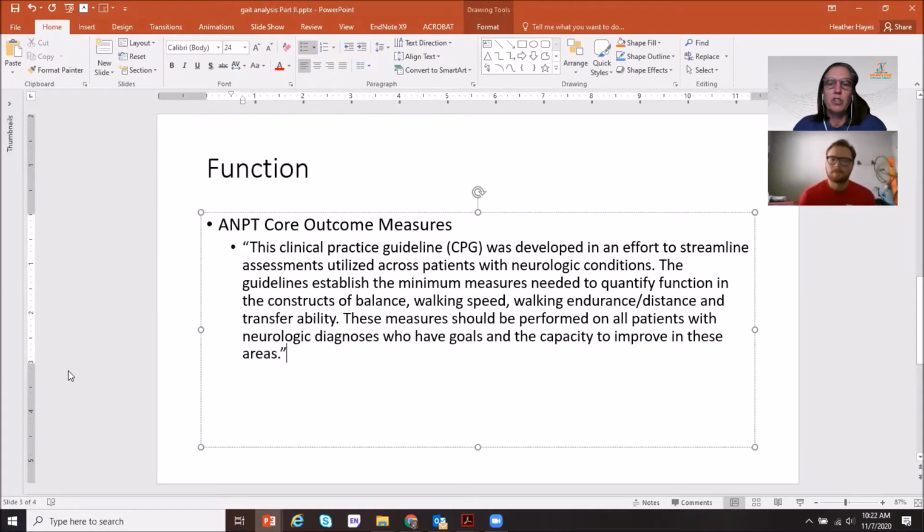Now, what they really want you to think about when you're doing these measures is, does the person have the goals and the capacity to improve in these areas?